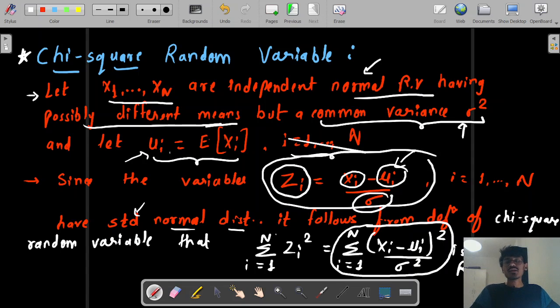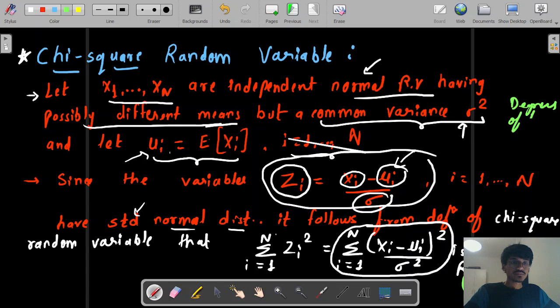So the chi-square random variable says that when we have n independent normal random variables, we subtract the mean and divide by the standard deviation, and we get standard normal, then we square, and that's why it is called chi-square. This is the definition of the chi-square random variable: the summation of Xi minus mu i squared divided by sigma square is a chi-square random variable. And of course, one important thing is that it has n degrees of freedom. D of f is degrees of freedom.